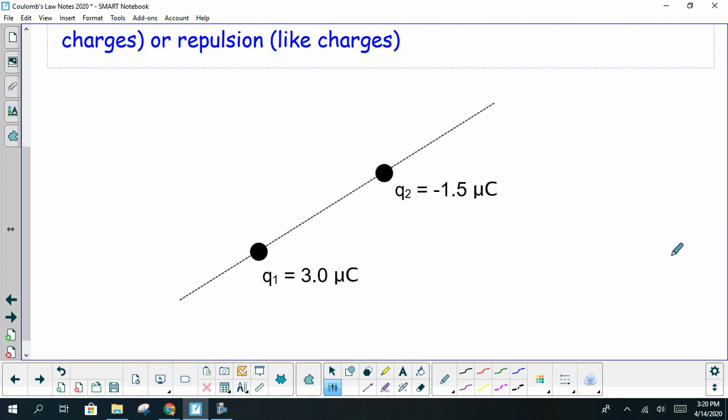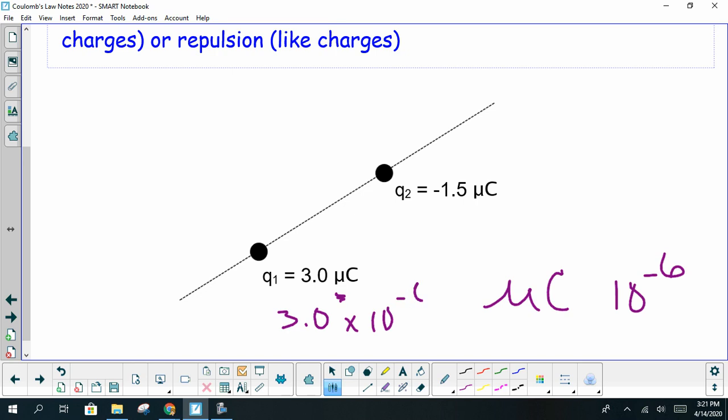Let's say I have these two charges that are shown here. I've got a positive 3 microcoulombs, and remember what that micro means? That micro means 10 to the negative 6. So we could rewrite Q1 as 3.0 times 10 to the negative 6 coulombs. And then Q2 would be negative 1.5 microcoulombs, again times 10 to the negative 6 coulombs.